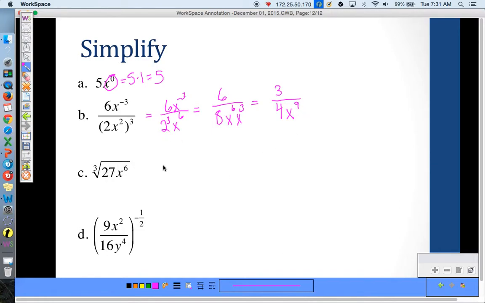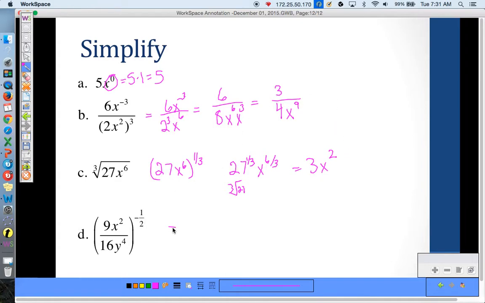Let's see, this would be 27x to the 6th to the 1/3. So we have 27 to the 1/3, x to the 6/3. Well, we know that this is the same as cubed root of 27, so that's 3x squared.